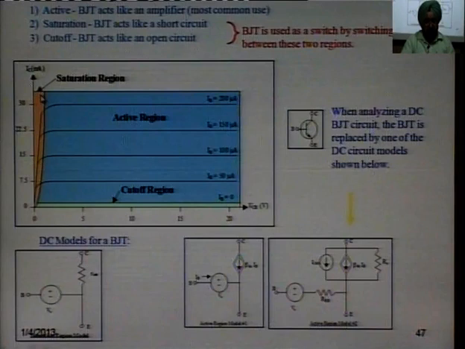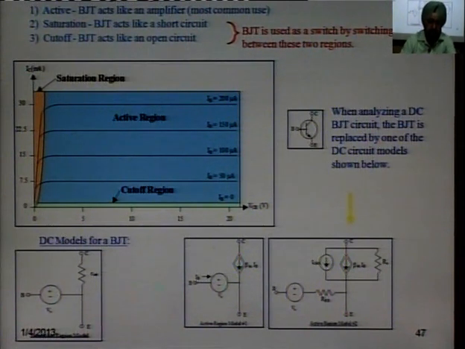This region that you see, where there is no current, is called saturation region, and these regions are called active region. This down below is what is called cutoff region. So, a transistor has three regions of operation: active, saturation and cutoff.